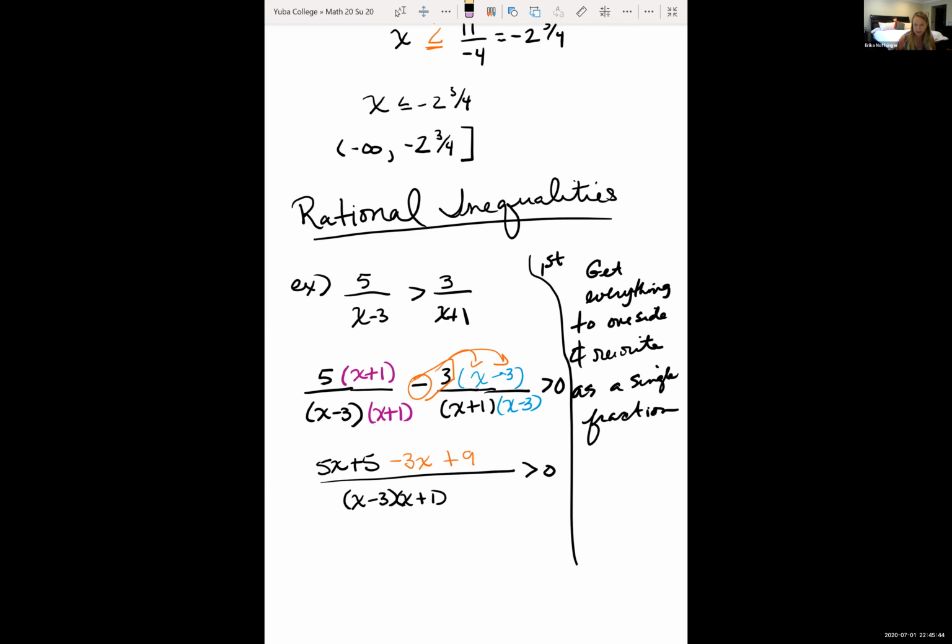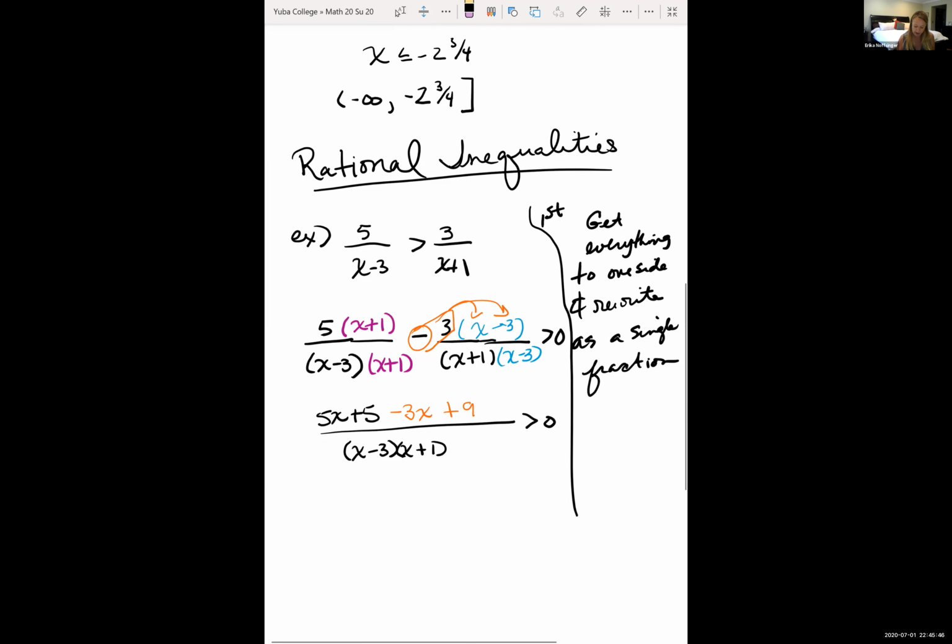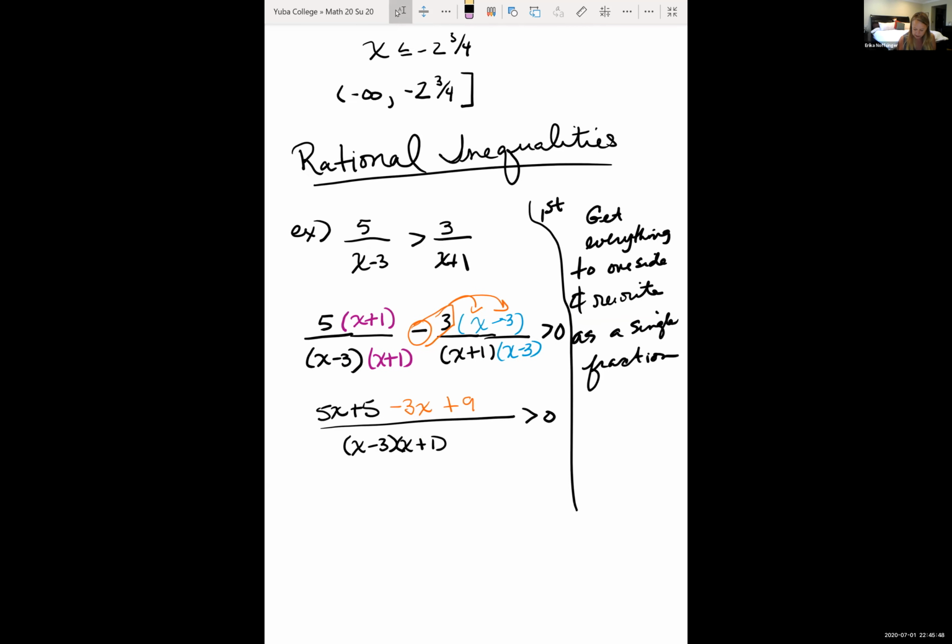So let's combine like terms. 5x minus 3x is 2x. 5 plus 9 is plus 14. This is all over x minus 3, x plus 1, which is greater than 0.